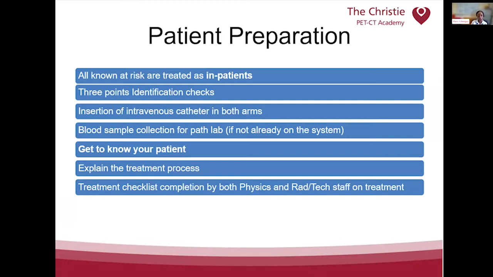Again, for us, we have to check that it is the right patient and follow our protocols and policies. And we have to insert two intravenous catheters, one in each arm. There have been times when we couldn't manage this because the patient has had difficulties with venous access, because they've been on so many treatments and it's difficult to access. In that case, we could get them to have a PICC line or central line.